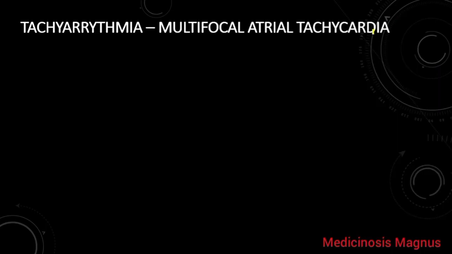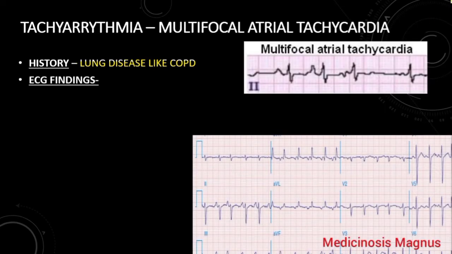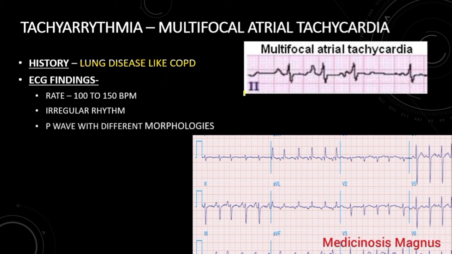Then next the multifocal atrial tachycardia. These patients usually will have a history of lung disease like COPD. So if a question says a COPD patient is developing an arrhythmia, you should first think about this one. The patient's ECG findings would be heart rate of 100 to 150, and the rhythm is irregular. The P waves are present but have different morphologies. If you see here the P waves and these P waves, there is a difference in the morphology.